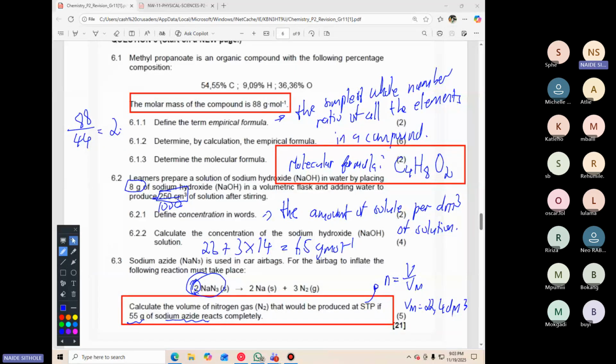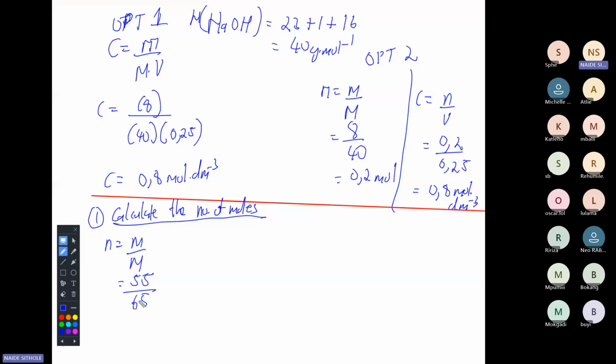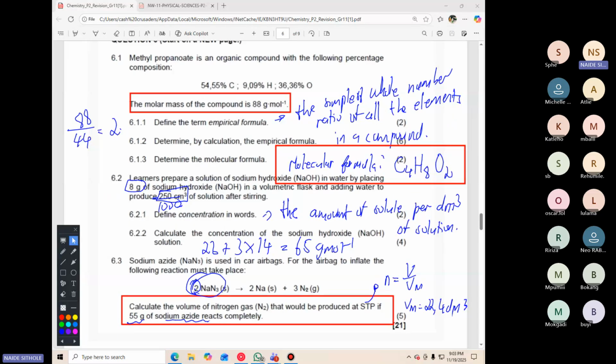Now, this is going to be what? That divided by what? By 65. Then 55 over 65 is 0.846 mole, okay? Let me just keep it to 3 decimal places. And then step number 2, what do we want? Calculate the volume of gas N2.